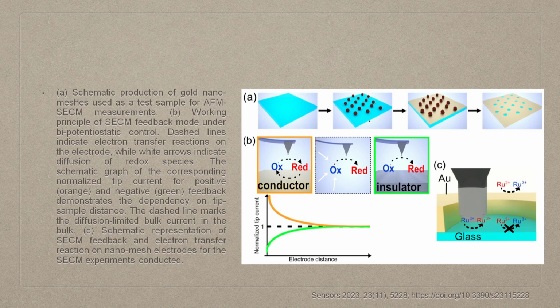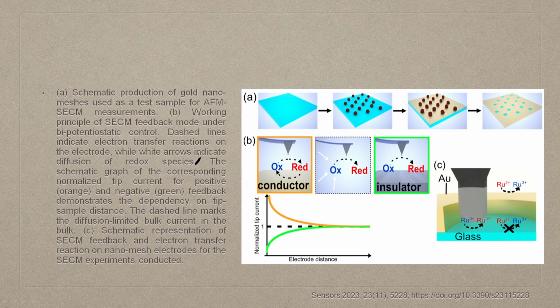This is a classic situation. Say for example, this is your substrate, a gold nano mesh used as a test sample in the AFM-SECM. Working principle: feedback mode under bipotentiostatic control. Dashed lines indicate the electron transfer reaction on the electrode, while white arrows indicate diffusion of redox species.